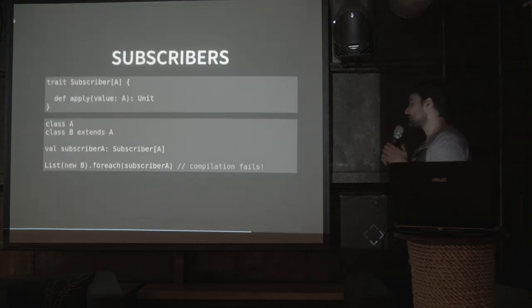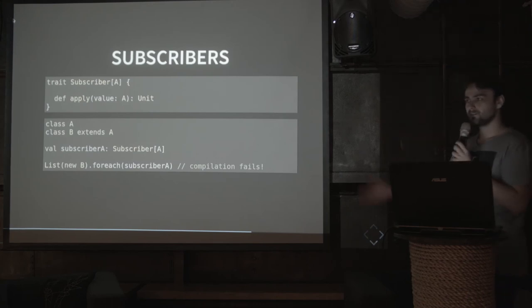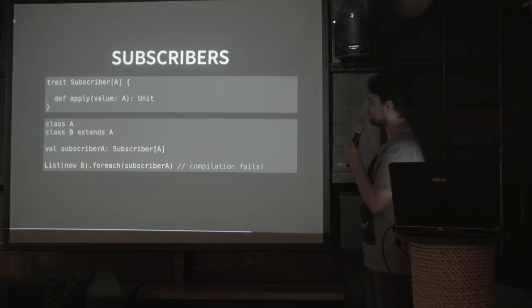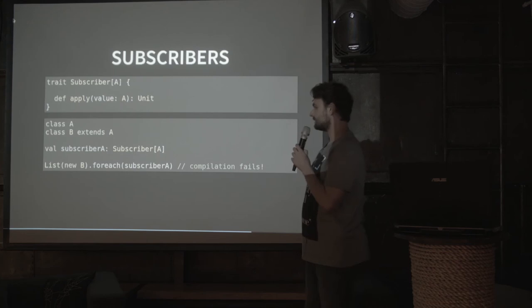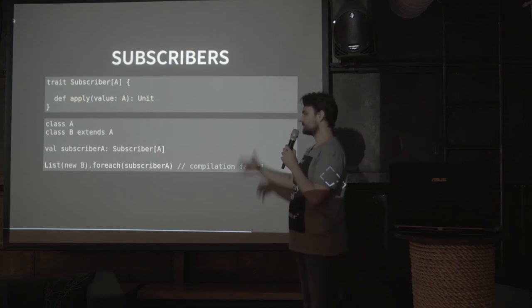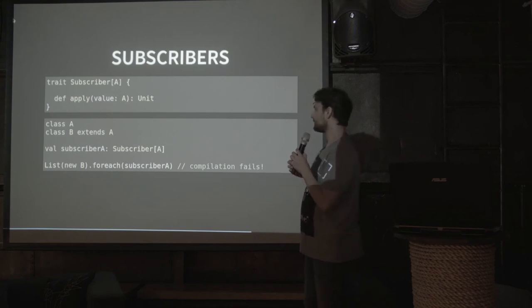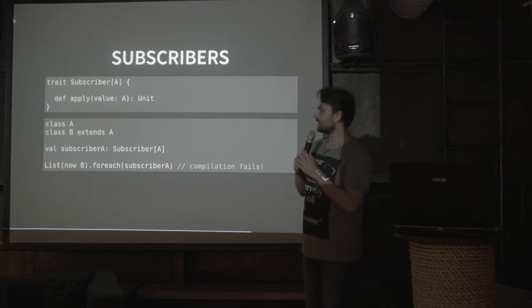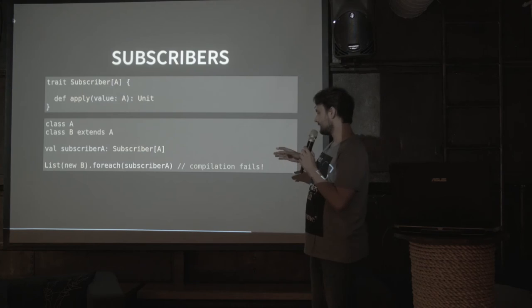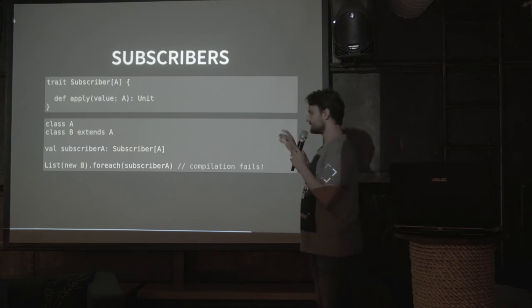Okay, next case we would like to talk about are subscribers or any sort of objects that are fed with values. So let's say we have a subscriber for values of type A, but there are also values of type B, which is more specific than A. So in theory, we could assume that if we have a list of values of B, then we can feed those values to the subscriber of A because, well, B is an example of A, so it should work, right? But no, the compiler will tell us that this doesn't work this way. So how can we say it's safe to specify things? Not generalize, as in covariance, but specify things. You can take this type parameter and make it more specific.